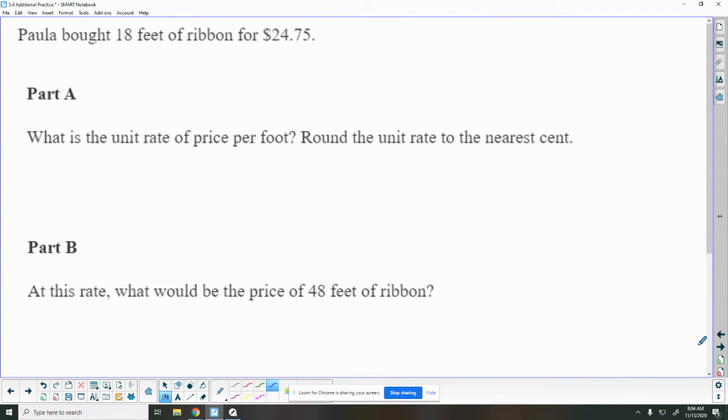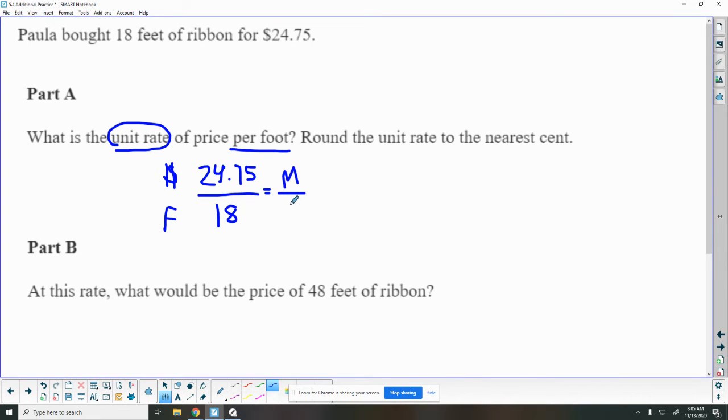Okay, so number 2 says Paula bought 18 feet of ribbon for $24.75. So first it wants the unit rate of price per foot. So that means I'm dividing by the feet. So I'm going to put my money on top and feet on the bottom. So money on top, $24.75. We're dividing by 18, and we can double check that that's what we're doing, because I want to know the price, the money per 1 foot, right there.